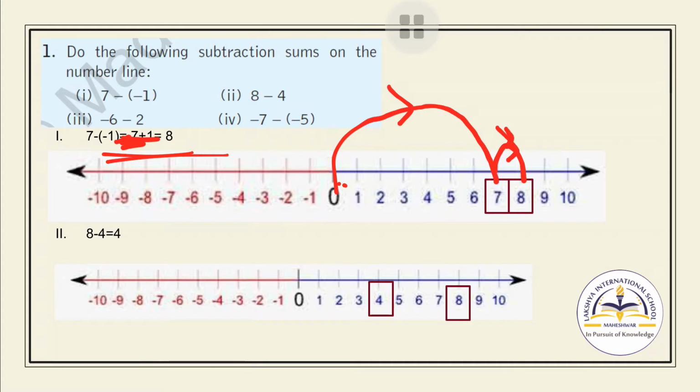Now the next one, 8 minus 4. First we will move from 0 to 8, and then you have to move 4 back. 1, 2, 3, 4. Now you are at 4, so 4 is our answer.